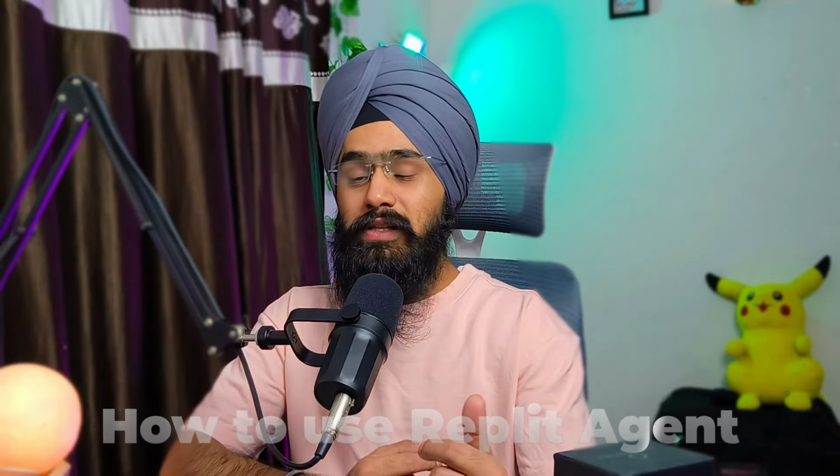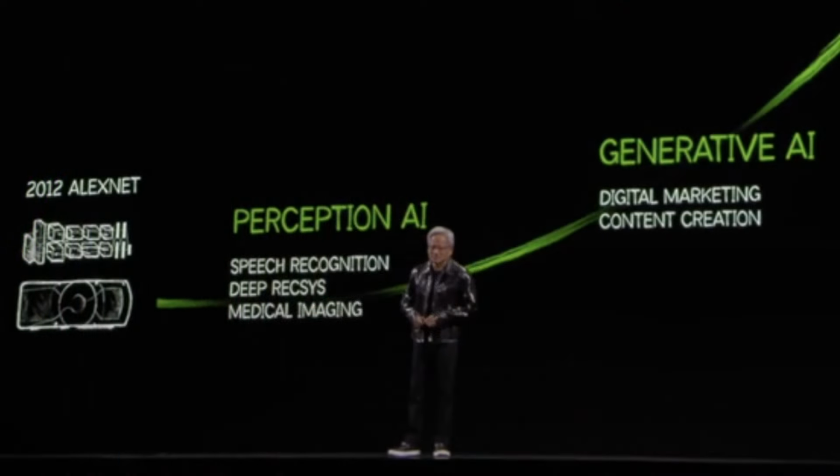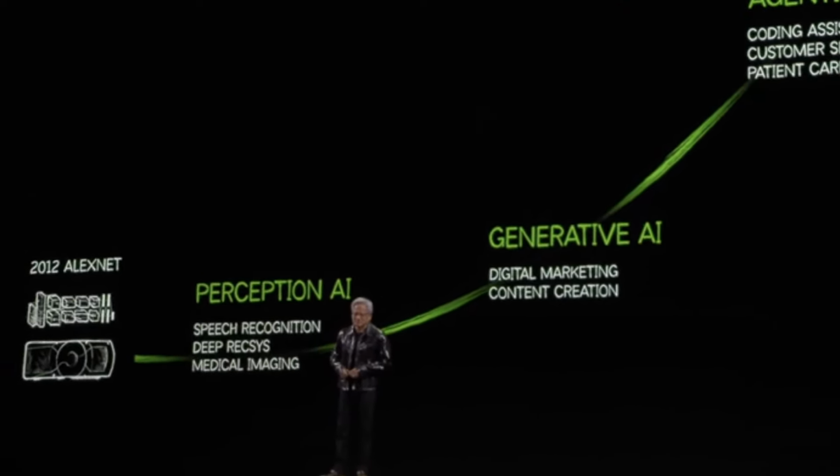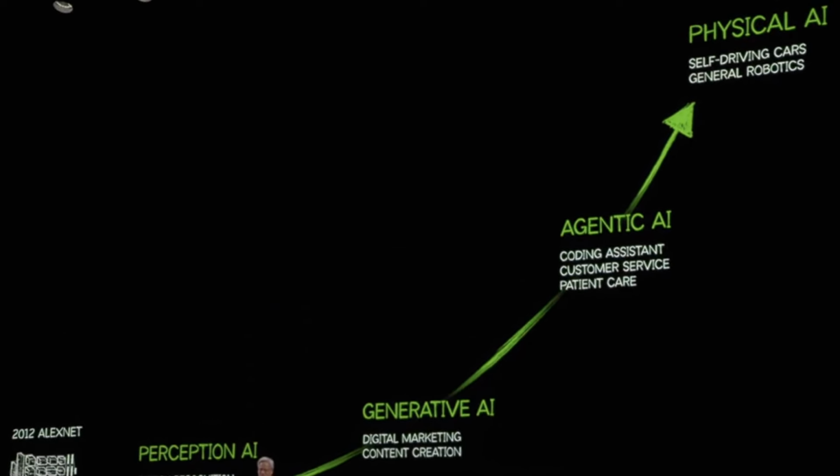Let's start with how to use this agentic AI. Replit Agent is an agentic AI. There is a generation of AIs. It starts with deep learning, then perception AI, and then generative AI. Now it's agentic AI, and then there is physical AI. If you have already used ChatGPT, that is a generative AI, where you put in the prompt and it gives you the results based on the data the AI already has.